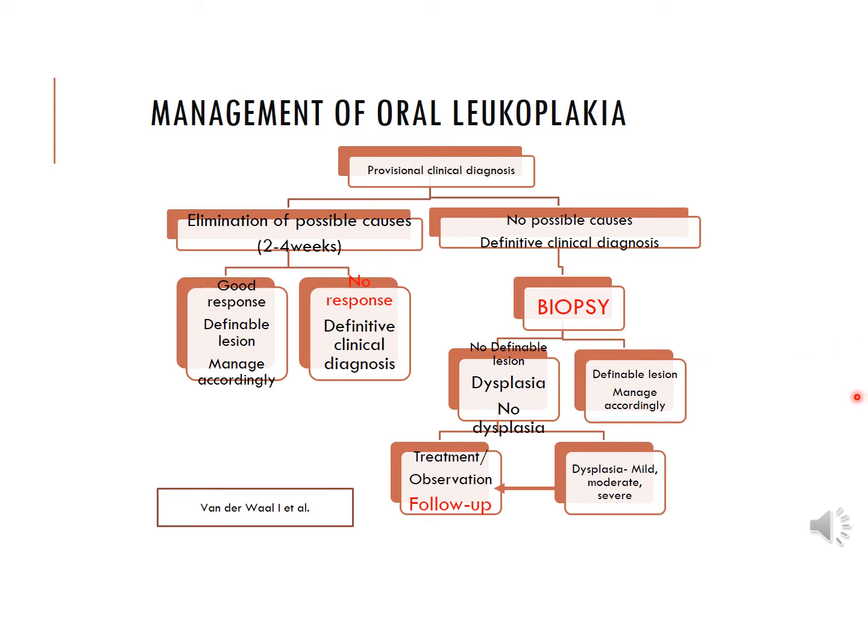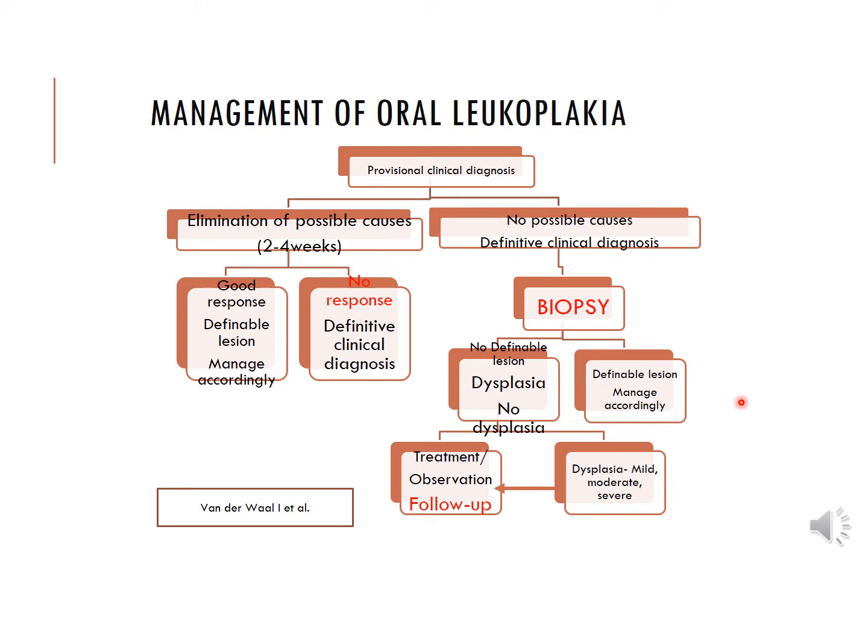On the other hand, you biopsy it and it turns out to be some other definable lesion. That means, for example, it turns out to be lichen planus, or it turns out to be morsicatio, that means cheek biting, then you know how to manage it accordingly. In case you don't have a histopathological diagnosis for it, it is perfectly falling into your criteria of oral leukoplakia. Again, let me remind you that oral leukoplakia is actually a clinical diagnosis.